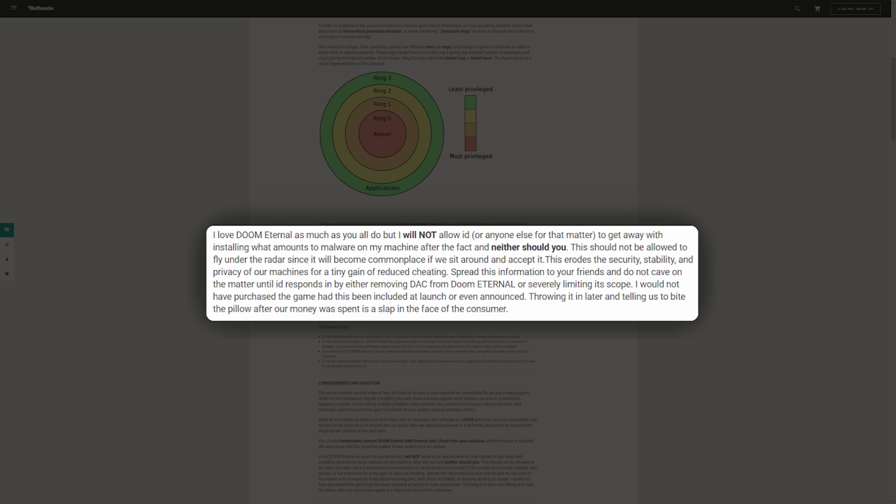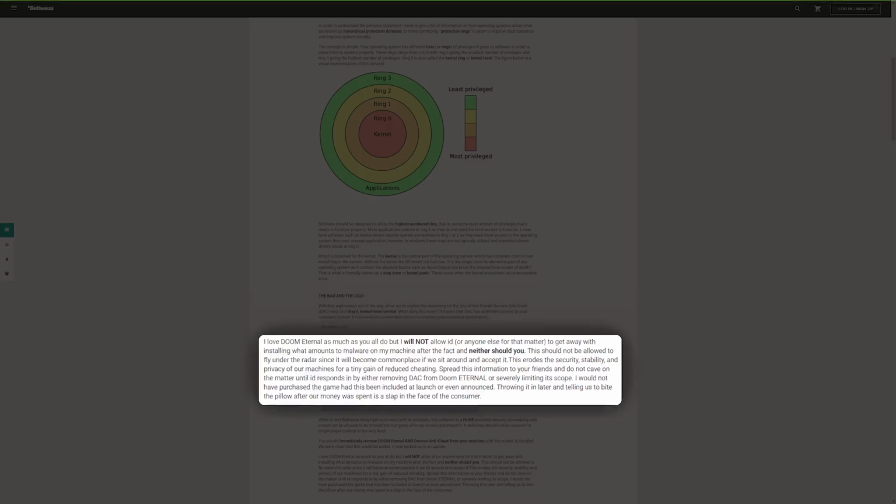Spread this information to your friends and do not cave on the matter until id responds by either removing Denuvo Anti-Cheat from Doom Eternal or severely limiting its scope. I would not have purchased the game had this been included at launch or even announced. Throwing it in later and telling us to bite the pillow after our money was spent is a slap in the face of the consumer."